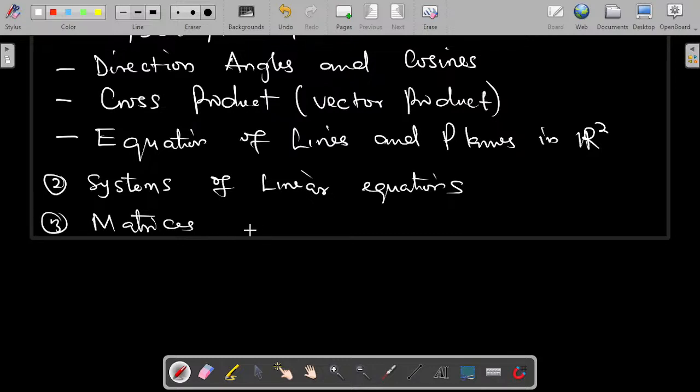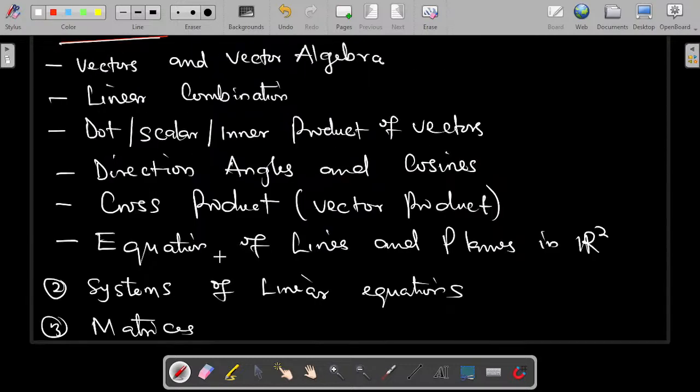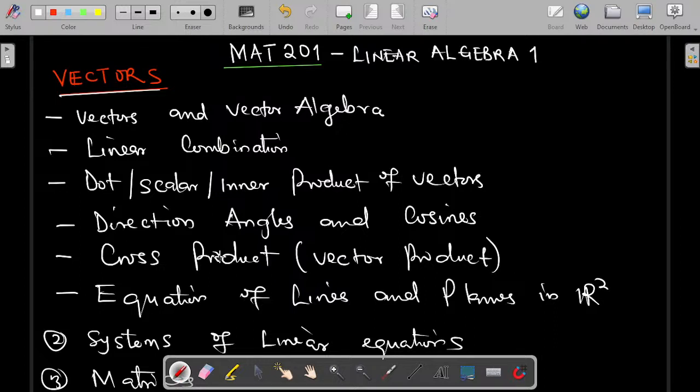So, matrices and algebra of matrices. These are the things we are going to be seeing in this course. Once we are able to cover all of this, then we are good to go. So let's start with the first one, which is vectors.